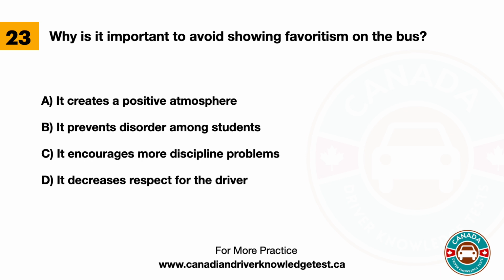Question 23. Why is it important to avoid showing favoritism on the bus? A. It creates a positive atmosphere. B. It prevents disorder among students. C. It encourages more discipline problems. D. It decreases respect for the driver. The answer is B. It prevents disorder among students.